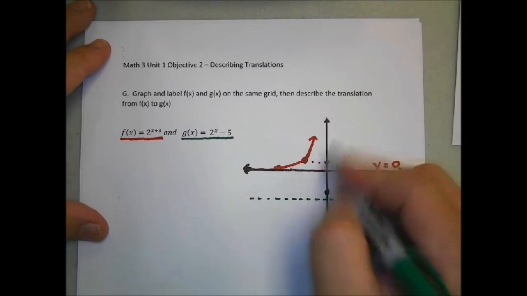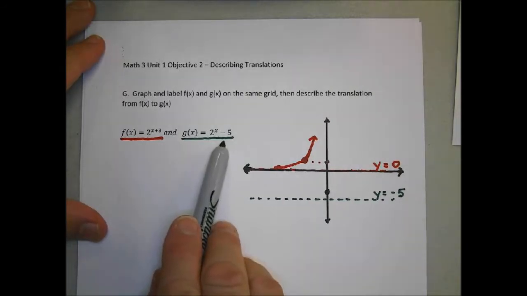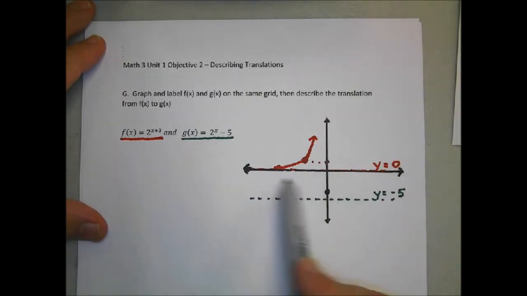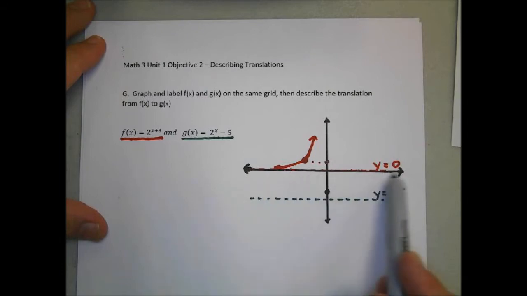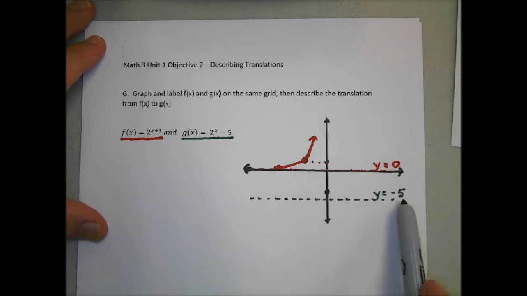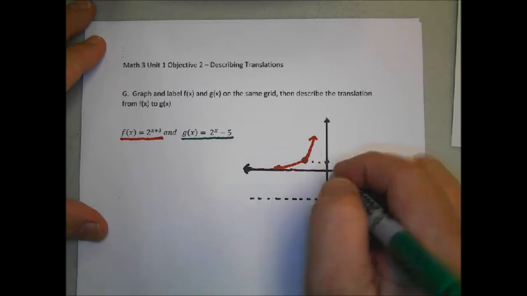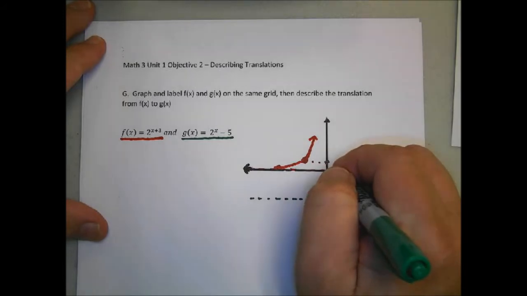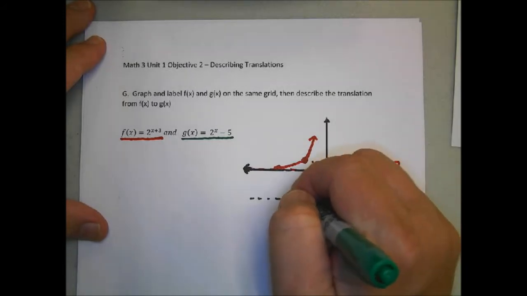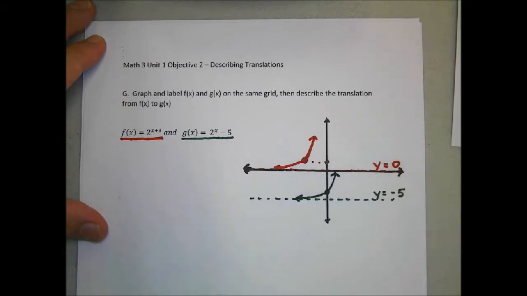Now remember something else that shifts. The asymptote drops 5 also. So instead of the asymptote being right here at y equals 0 on the x-axis, the asymptote has now dropped 5 units, and it's now at y equals negative 5. So here's the key point. Here's the asymptote. So the graph looks something like that. So there are the two graphs, f of x and g of x.